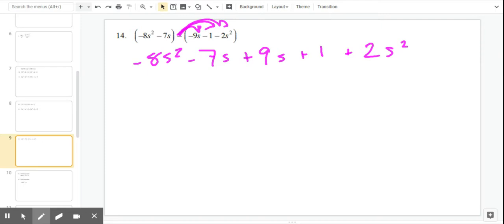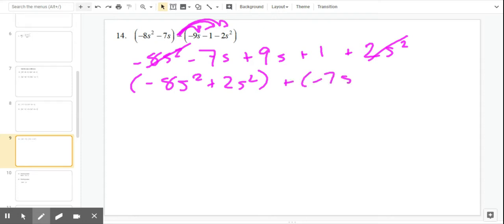All right, and then we need to combine like terms. So we have negative 8s squared plus 2s squared. So that was this one and this one. And then we have negative 7s plus 9s. So that's this one and this one. And then plus 1, that's all alone. So just that one. Right, then we combine.